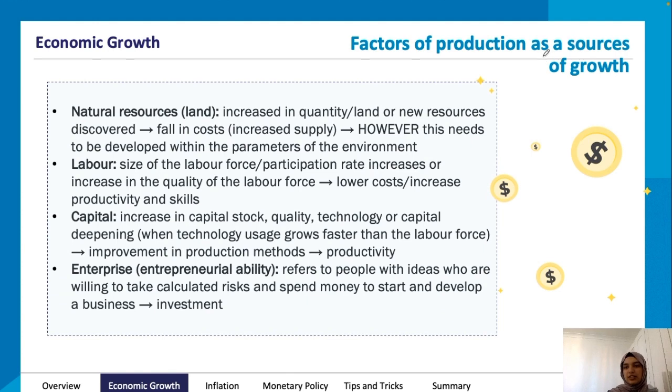So, factors of production as sources of growth. Natural resources such as land, labour, capital, and enterprise, which is also known as entrepreneurial ability. An increase in the quality or quantity of land, or new resources discovered, will lower costs because we have an increase in supply. However, this needs to be developed within the parameters of the environment.